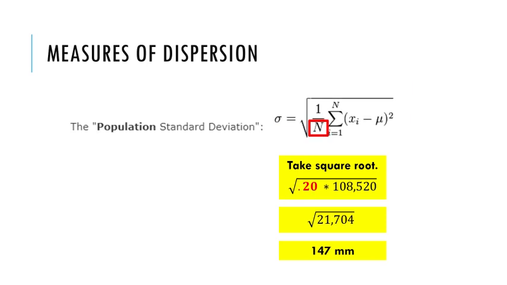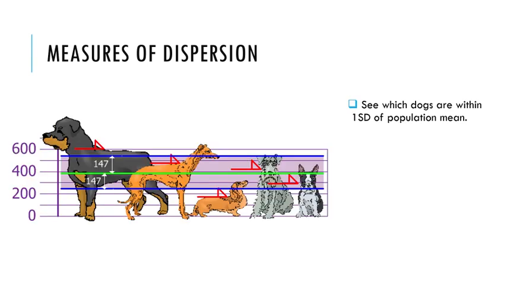Now, keep in mind, gang, that if we were trying to calculate the population standard deviation, we would get a different number because we're dividing by n. So instead of 1/4, it's going to be 1 divided by 5. Obviously, 1 divided by 5 is 0.20, and that gives me 147 millimeters. So slightly different answer. All right, so back to our dogs.